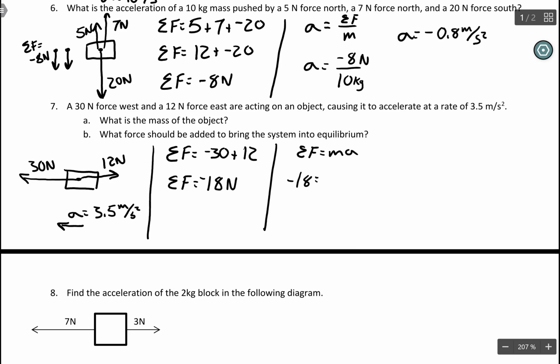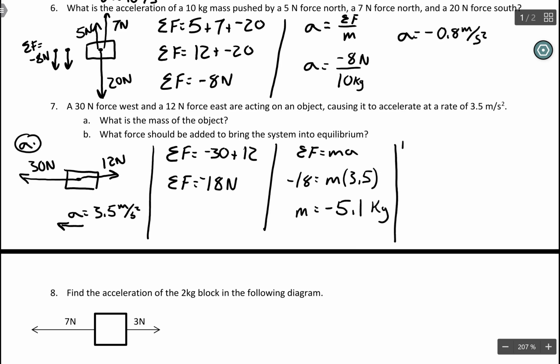Okay, now that we know what the net force is, we could use Newton's second law. Negative 18 is equal to, we're looking for the mass, times 3.5 meters per second squared. So you do negative 18 divided by 3.5, and you get negative 5.1 kilograms, if you round it. Okay, very good. So that's for part A.